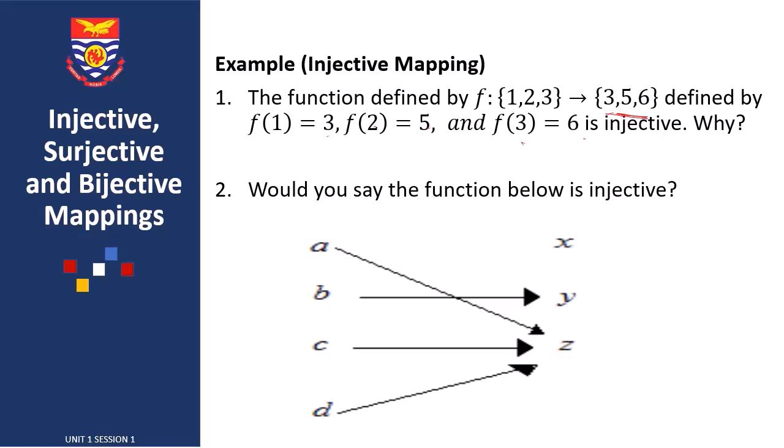Now let's look at the second one. Would you say this function is an injective mapping? The answer is certainly no. It's not an injective mapping. What is the reason? The reason is this x. This x has a, c, and then d, all three mapping to z. Z has more than one element from the domain. With that instance, we say that this is not one-to-one, or not an injective mapping.